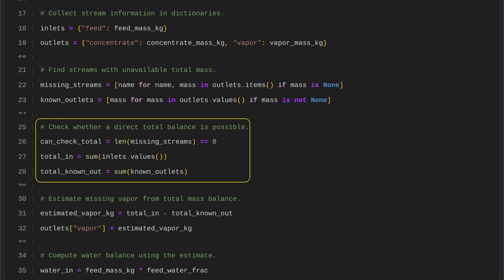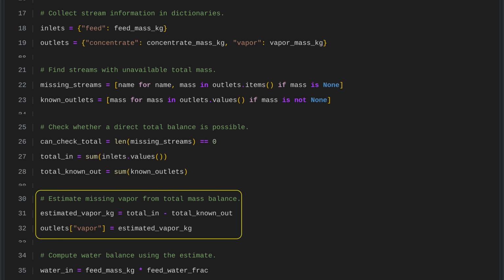The code first checks whether a direct total mass balance is possible by confirming that no outlet streams are missing. If all outlet masses are known, it sums the inlet masses to find the total entering the system, and sums the known outlet masses to find the total leaving. These totals can then be compared to check the balance.